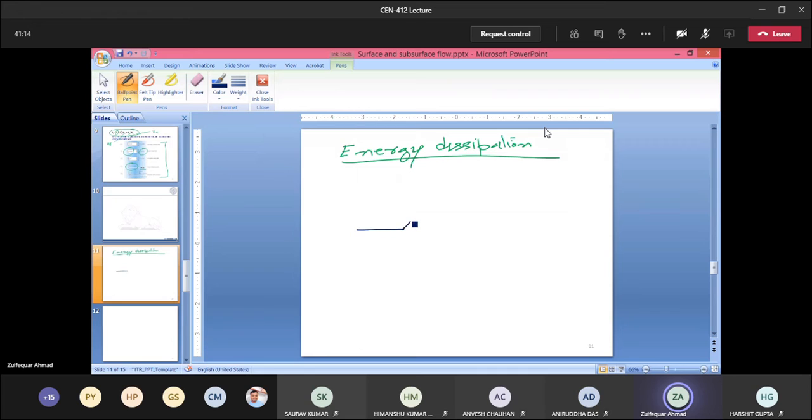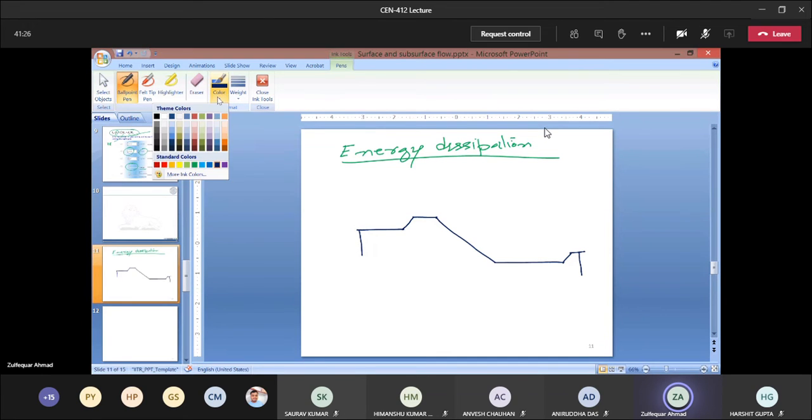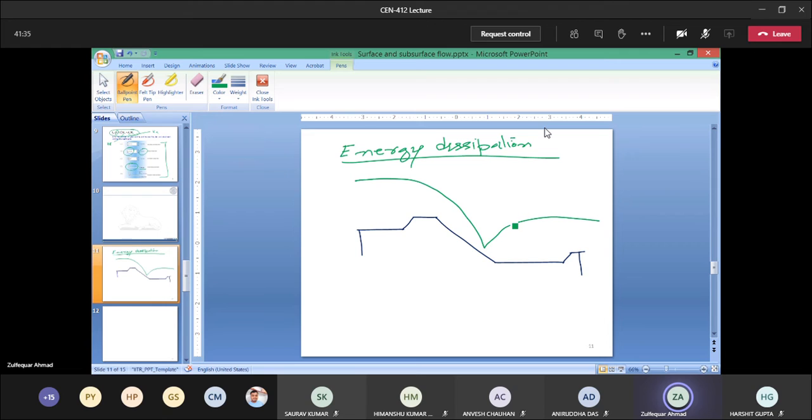You have the upstream flow, then the crest, then you have the glacis, and then you have the stilling basin, then the end sill, and you have the upstream and downstream cutoff, right? Now, if you see the flow over this, you see the flow is going like this. Then you have the hydraulic jump. In this case, I am showing the hydraulic jump.